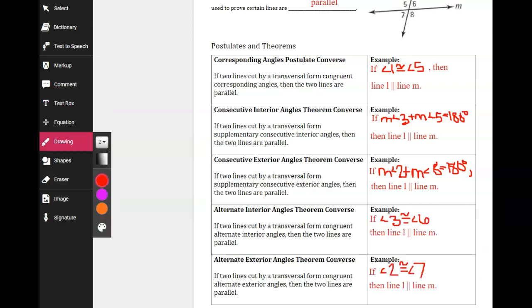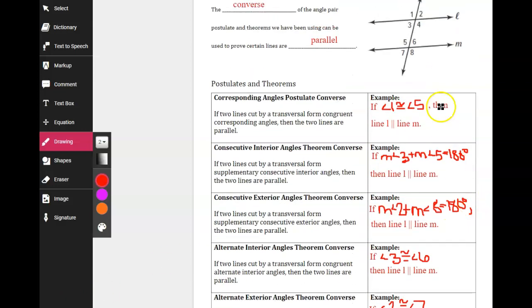Okay. So for the alternate interior angles theorem converse, we say that if two lines cut by a transversal form congruent alternate interior angles, then the two lines must be parallel. So the example could be that if angles 3 and 6 are congruent to each other, then line L is parallel to line M. You could also have said if angles 4 and 5 are congruent to each other, then you can claim those lines are parallel. So either 3 is congruent to 6 or 4 is congruent to 5. Either of those are fine.